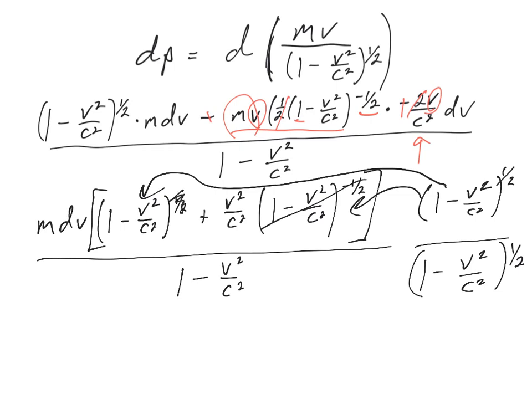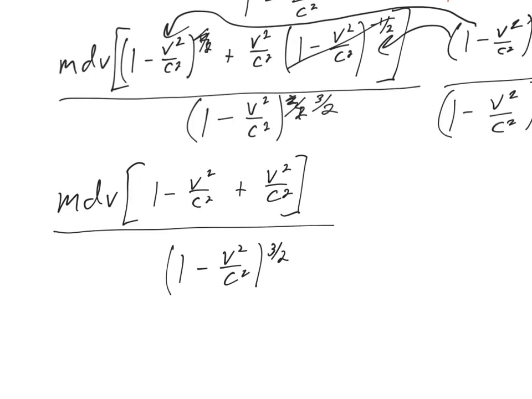And on the bottom, we essentially have 1 minus v squared over c squared to the power of 2 over 2. And we're going to add the 1/2 here. So we end up on the bottom getting 3/2 power. So let me rewrite this and you can see what I mean by a vast simplification. So cleaning up the mess a little bit, we end up with 1 minus v squared over c squared plus v squared over c squared divided by that same thing to the 3/2 power. So our v squareds minus c squareds on the top cancel out, and we end up with something pretty lovely.